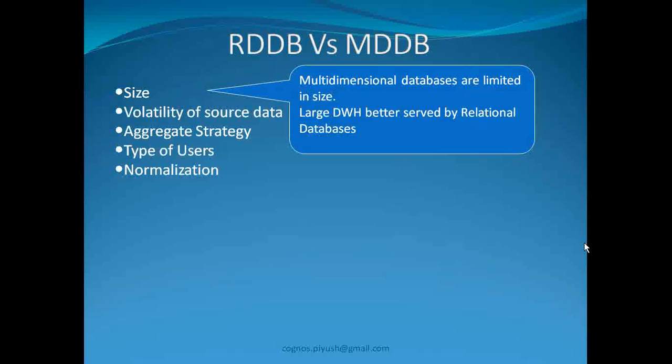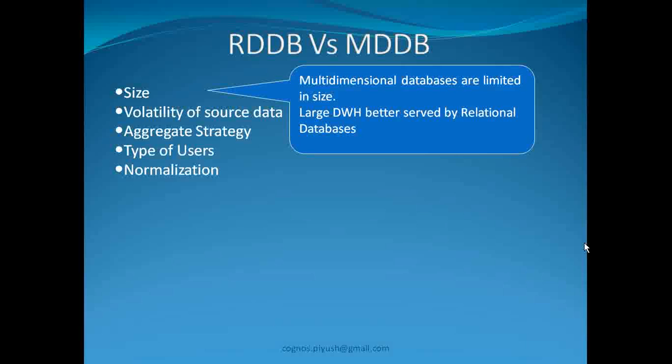Multidimensional databases are limited in size. Although the size limit has been increasing gradually over the last few years, in the mid-90s it was only 10 gigabytes of data in a hypercube, and today it is almost 100 gigabytes of data being stored in a hypercube. But despite this improvement, a large data warehouse is still better served by relational front ends running against a high performing and scalable relational database.